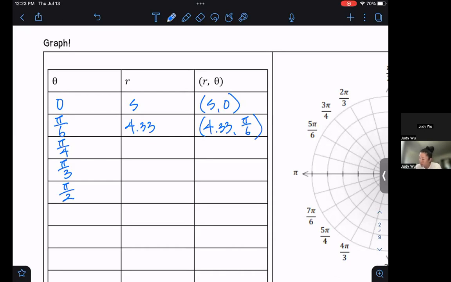All right, let's try it with pi over 4. So 5 cosine of pi over 4 will give us about 3.54. So we get 3.54 comma pi over 4, all right? And if we plug in pi over 3, we should get 2.5, and that's 2.5 comma pi over 3. And last but not least, if I plug in pi over 2, I'm going to get 0, and that's 0 comma pi over 2.